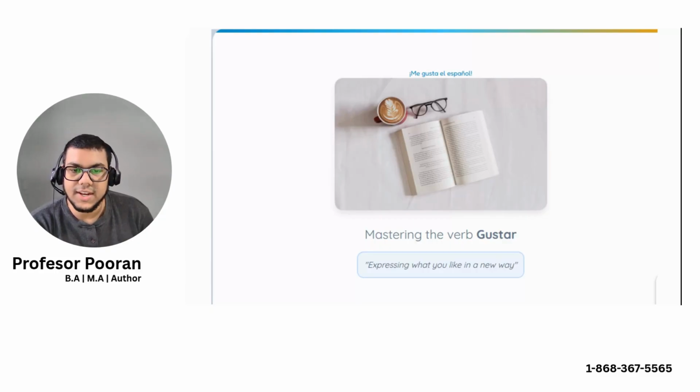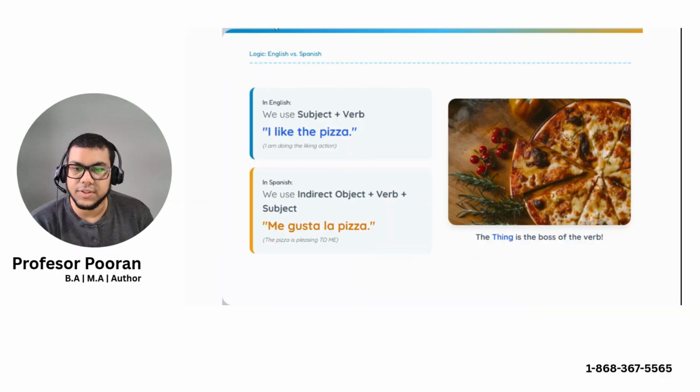Okay, so in this class we are going to look at the verb gustar. The verb gustar is used to talk about likes as well as dislikes in Spanish. The first thing we want to look at is the difference between the verb gustar in English and Spanish. In English, we would simply say something like I like the pizza or he likes the apples. But in Spanish, the verb gustar is a bit different.